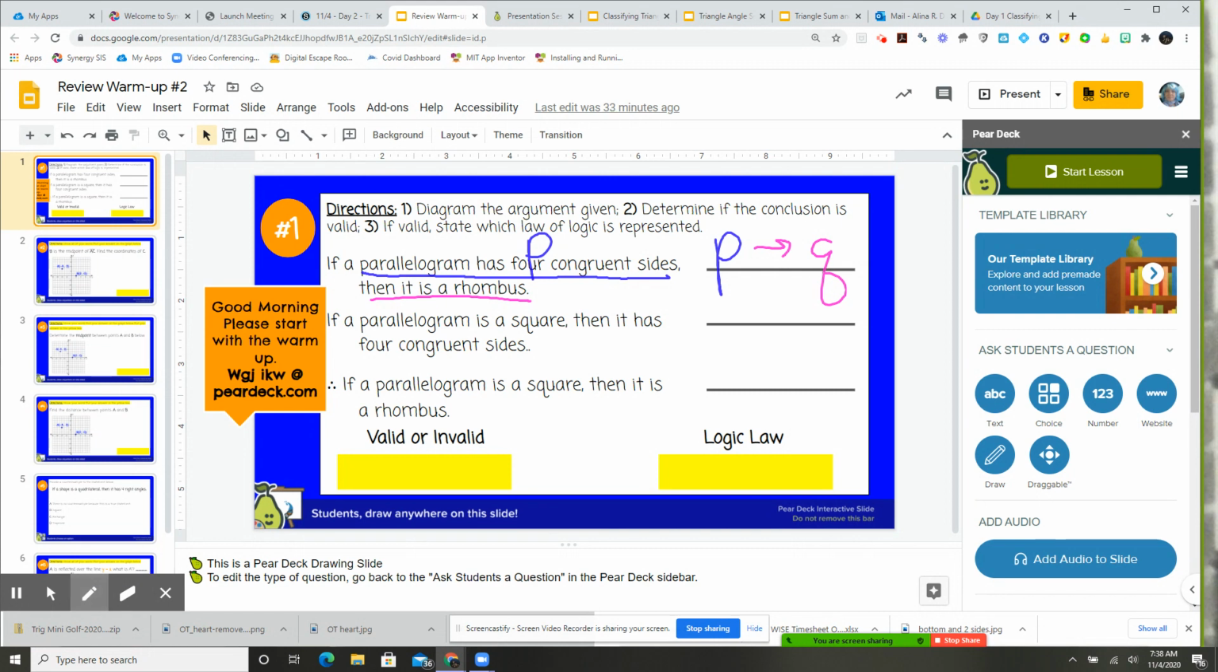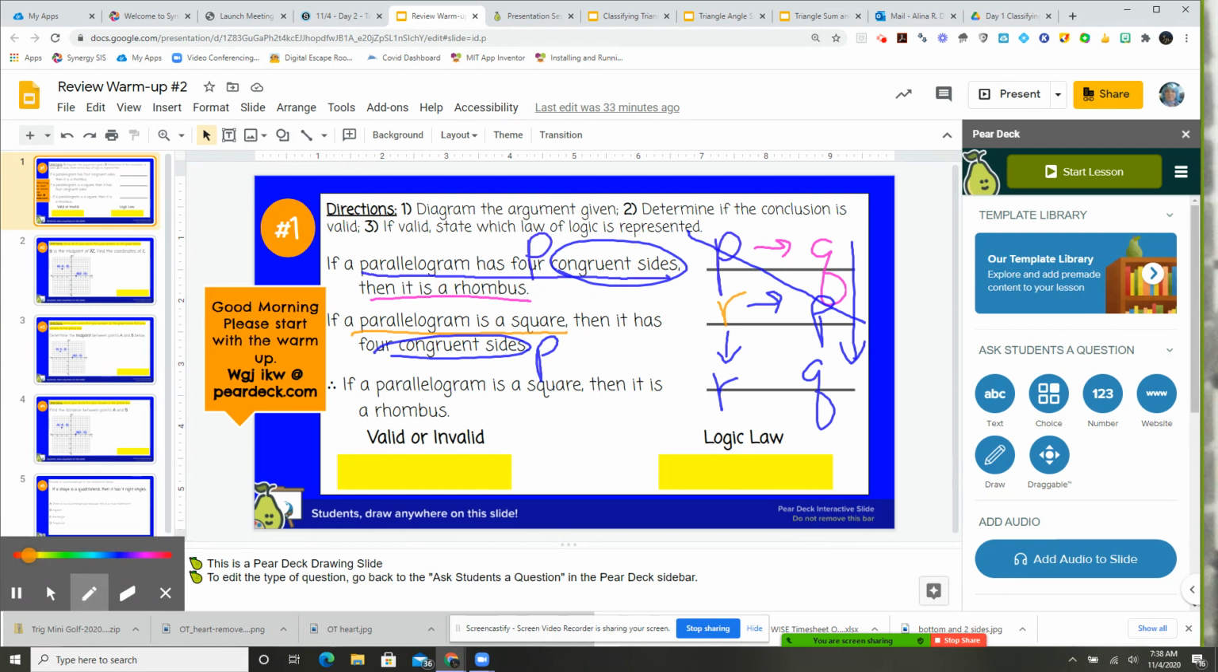So I see the word parallelogram, but I haven't seen the word square before, so I'm going to use a new variable. This is going to be R. Then it has 4 congruent sides. I've already used that term, so I'm going to replace that with that same P variable. If I have a beginning and an end that match, they cross out, and then the R comes down, and the Q comes down. So my prediction for this last sentence is R, a parallelogram is a square, and it says a parallelogram is a square, so that works out.